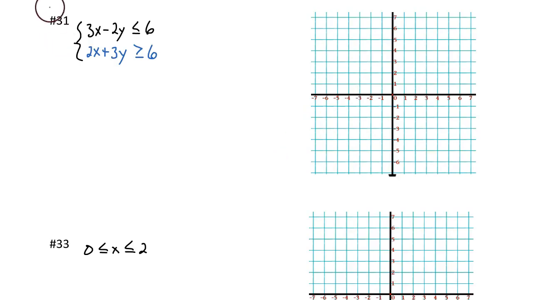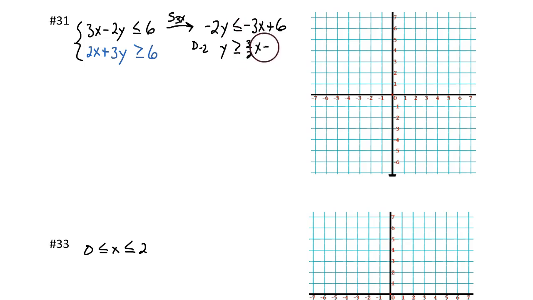Next, number 31. I notice that these are not in slope-intercept form. Let's take the time to put these in slope-intercept form. First, subtract 3x from both sides. We get -2y is less than or equal to -3x plus 6. Now divide by -2. We get y is greater than or equal to, because you switch the arrow, 3 over 2x minus 3.